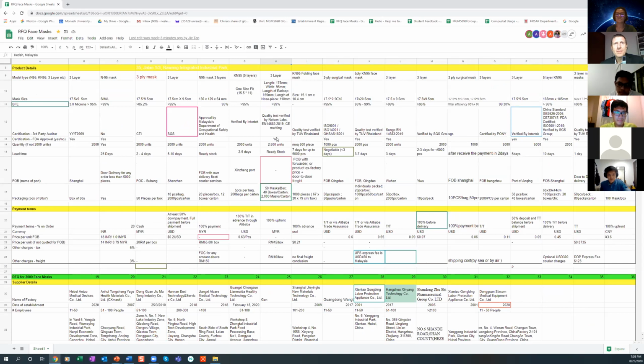One of it would be the lead time. We were also looking at their certification. They look more promising to us. Okay, that's good. Let's go to group 2.